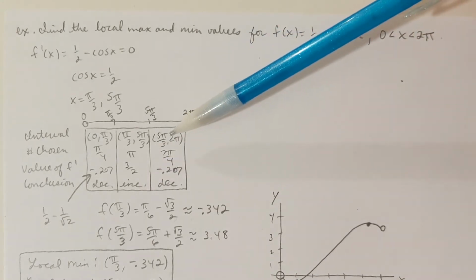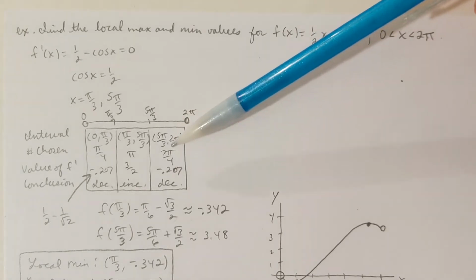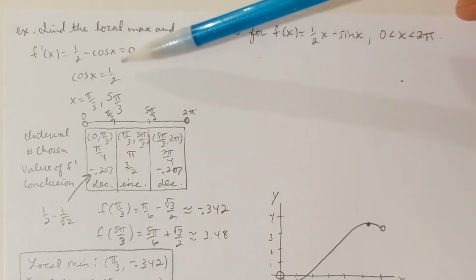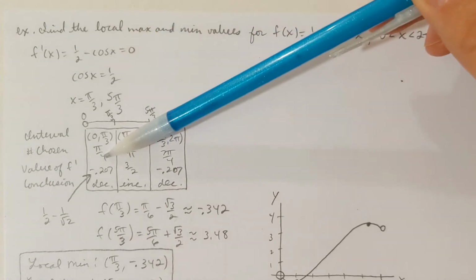And then if I select a number between 5 pi over 3 and 2 pi, 7 pi over 4 would be an angle to use there. And I plug that into the derivative. So cosine of 7 pi over 4 is 1 over root 2.